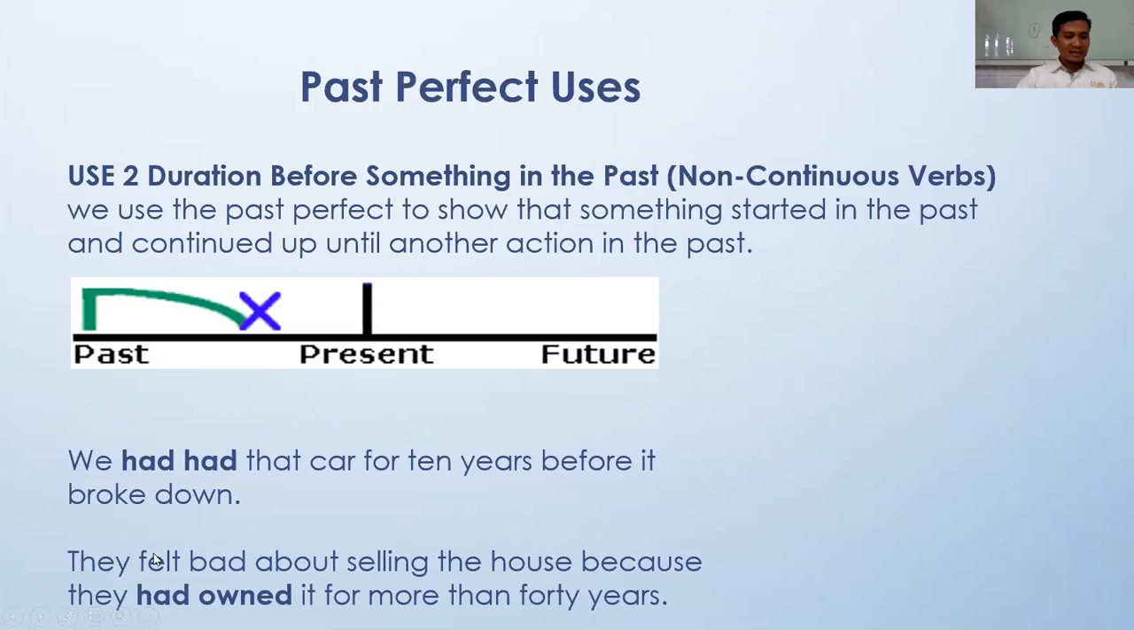Okay, they felt bad about selling the house because they had owned it for more than 40 years. And the explanation is still the same. So the duration is for 40 years they had it, and after that 40 years, maybe they sold it. Yeah, they sold the house. When did they sell the house? Now or yesterday or in the past? In the past. Okay. Right, so it's duration, ada durasi, jangka waktu, okay?